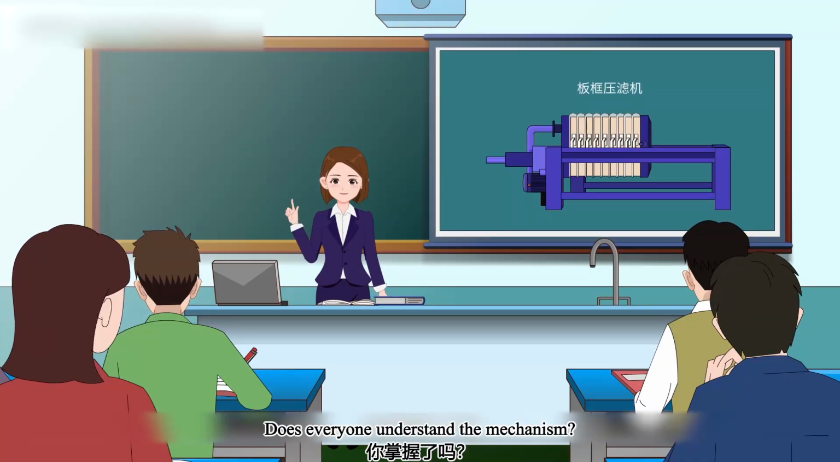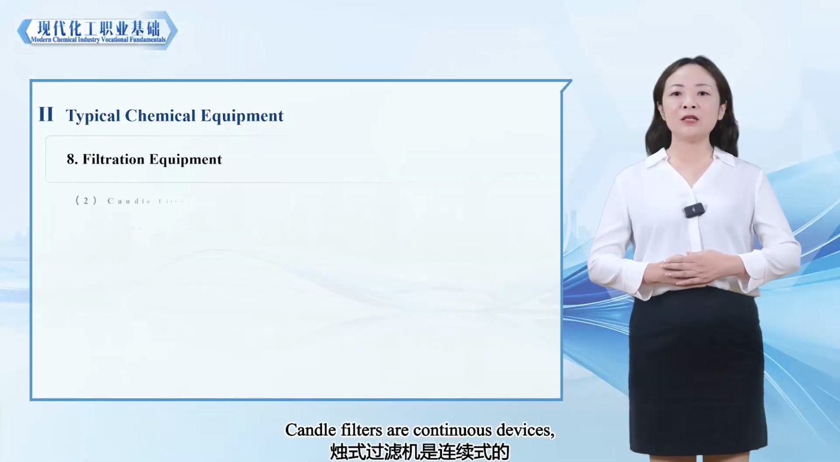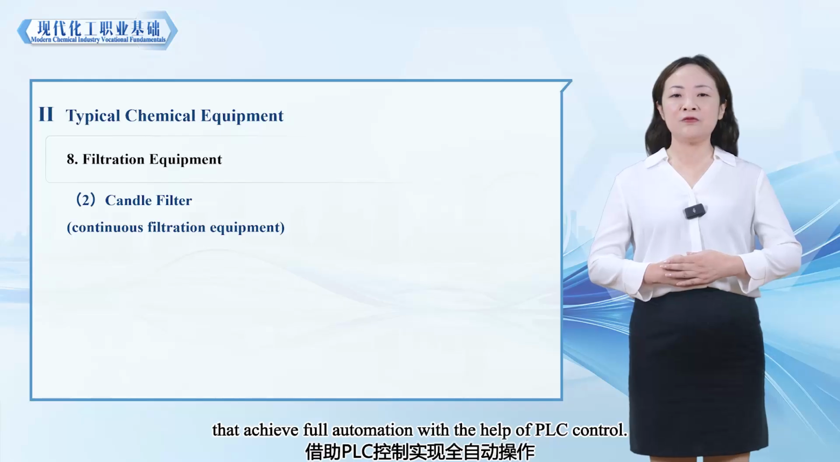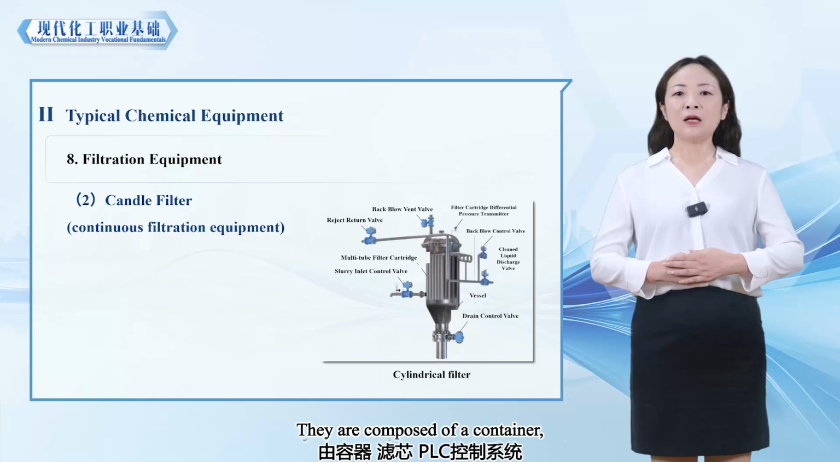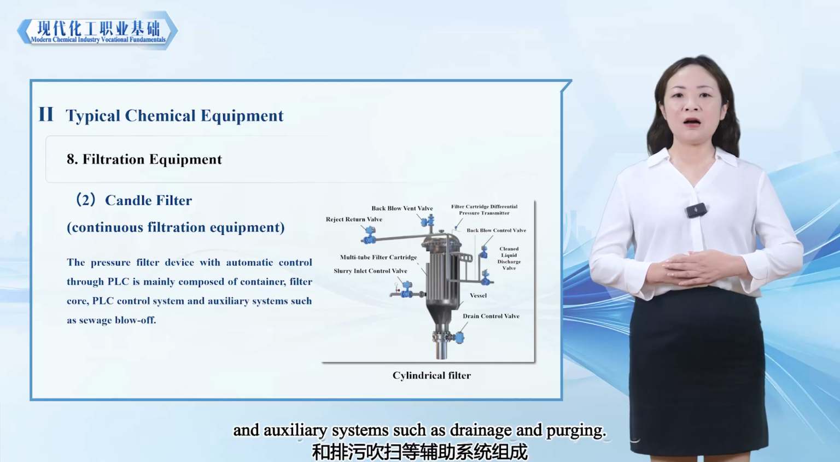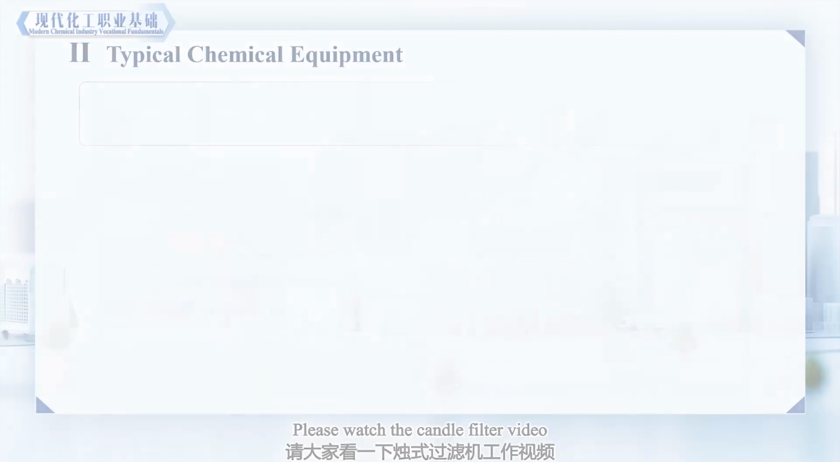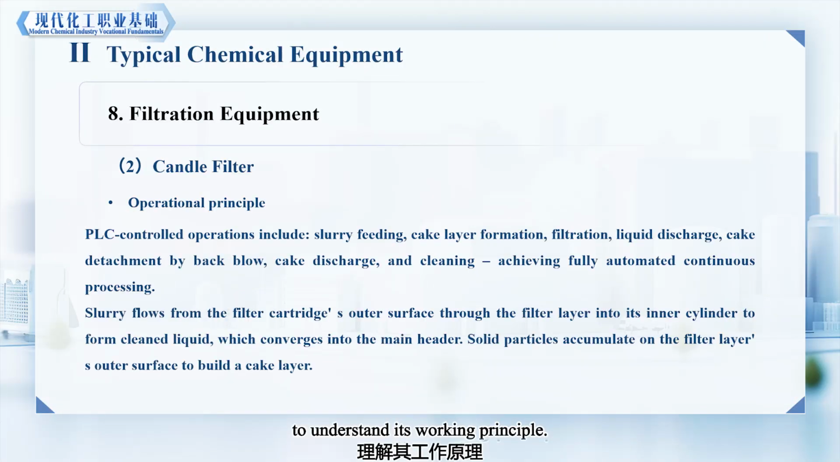Does everyone understand the mechanism? Candle filters are continuous devices that achieve full automation with the help of PLC control. They are composed of a container, filter elements, a PLC control system, and auxiliary systems, such as drainage and purging. Please watch the candle filter video to understand its working principle.